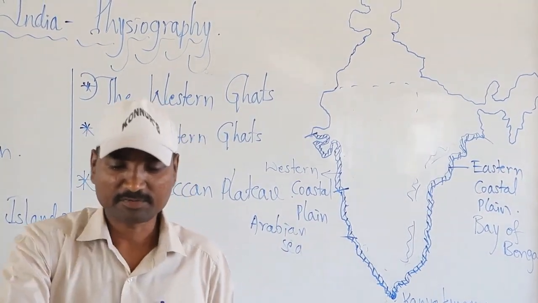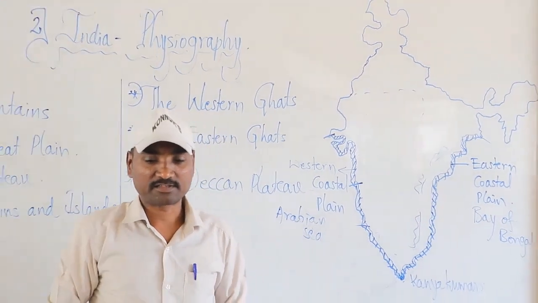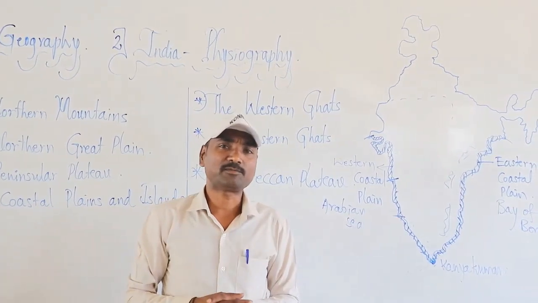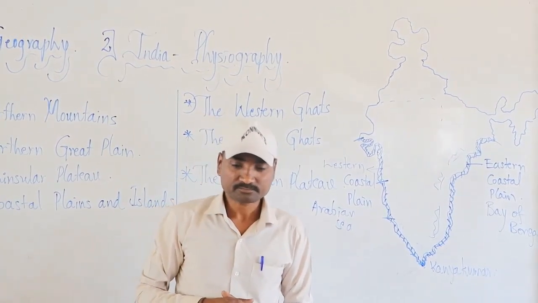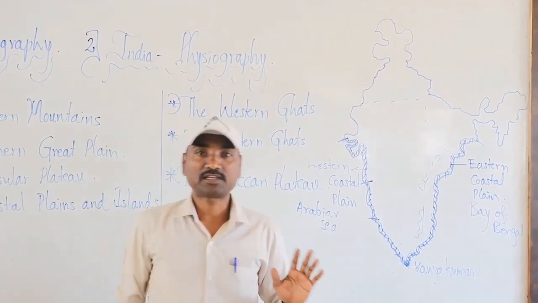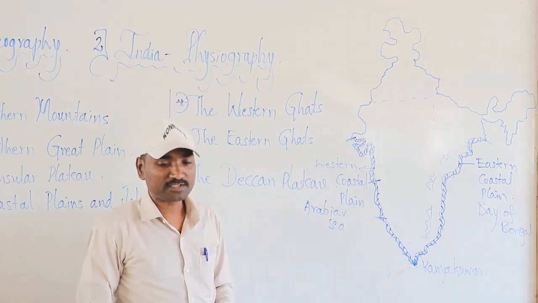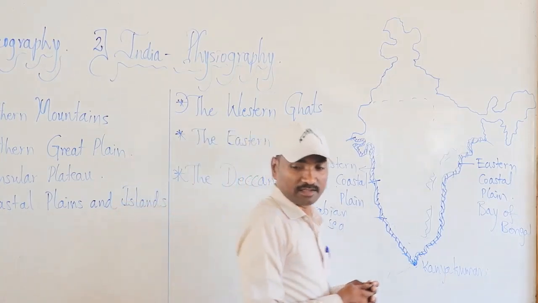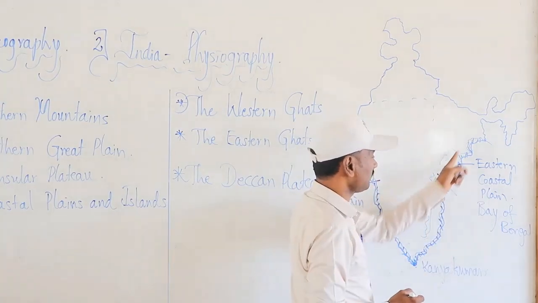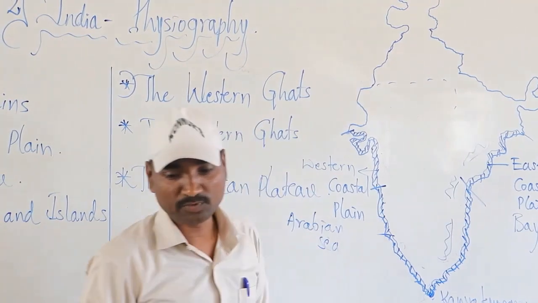Here there are many rivers and deltas. Rivers like the Mahanadi, Godavari, Krishna and Kaveri have all formed deltas. Now, the eastern coastal area has two divisions. One division is the Northern Circars, another one is the Coromandel coast. Here are the two divisions.